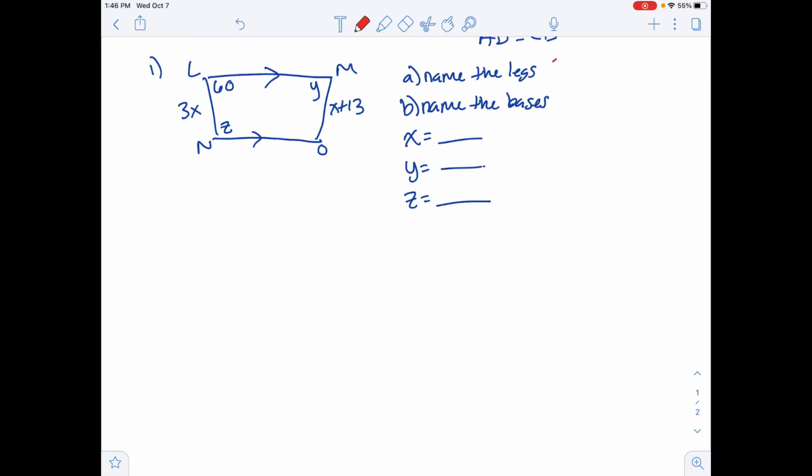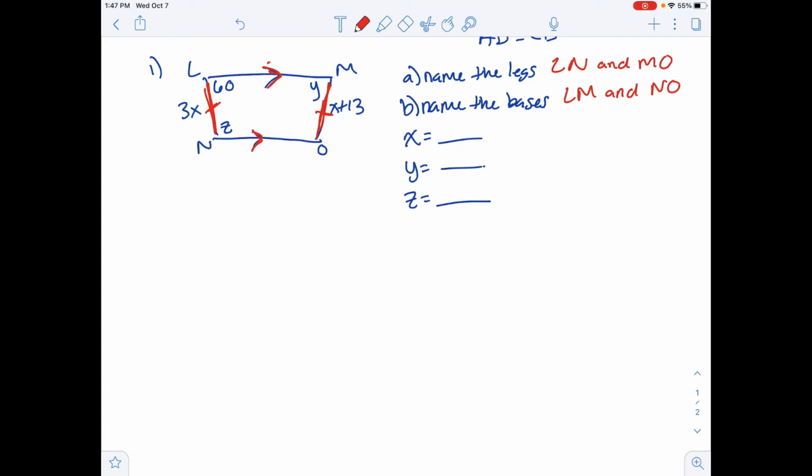Okay, so your legs, remember those are not the parallel sides. That would have been LN and MO, and this one and this one. What else do we know? Oh, I forgot to tell you, this is isosceles. Important information. All right, name the bases. The bases are the parallel lines, so we have LM and NO. Those have the parallel marks on them. Those are the bases.